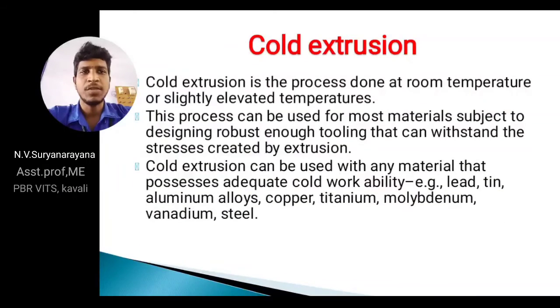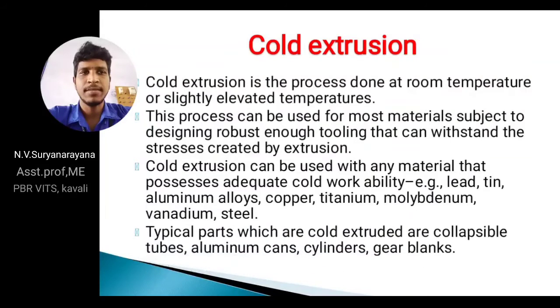For cold extrusion, we use materials that can withstand the pressures: lead, tin, aluminum alloys, copper, titanium, molybdenum, vanadium, steel, etc. Typical parts are aluminum cans, cylinders, gear blanks, etc.